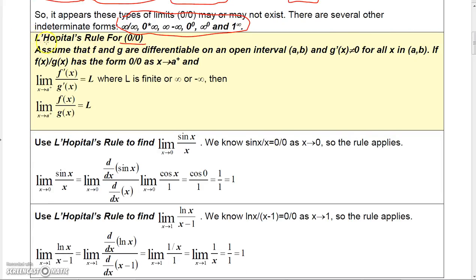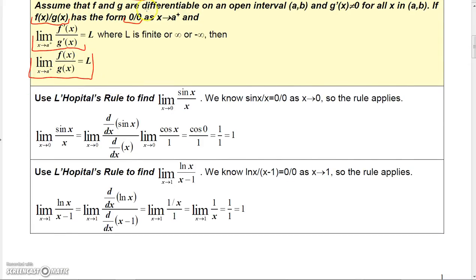Basically what L'Hôpital's rule says is that if f and g are differentiable on an open interval such that the derivative of g is not 0, then f of x over g of x will have the form of 0 over 0 as x approaches a from the right. And so the limit as x approaches a from the right of f prime of x over g prime of x is actually going to equal the limit of f of x over g of x as x approaches a from the right. And so in most cases, you don't have to approach a from the right. You can just approach a in general.